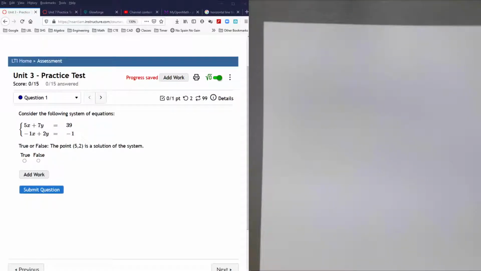Hey everyone, this is the Algebra 1 Unit 3 practice test. So I'm just going to go through and work these problems and show you how I would solve them. So let's get right into it.